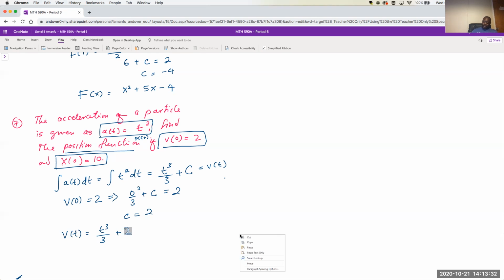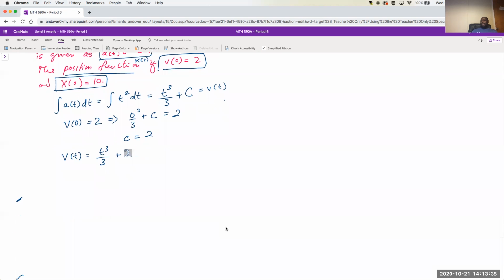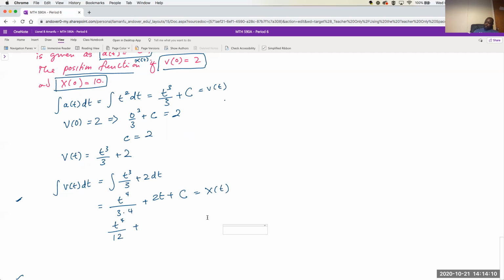Well, the question is, how do I find the position function? So to get the position function, I need to integrate the velocity function with respect to t, and that is going to give me the integral of t cubed over 3 plus 2 dt, which will give me t to the 4th over 3 times 4 plus 2t plus c, and that gives me x of t. So I end up with t to the 4th over 12 plus 2t plus c is what x of t is.